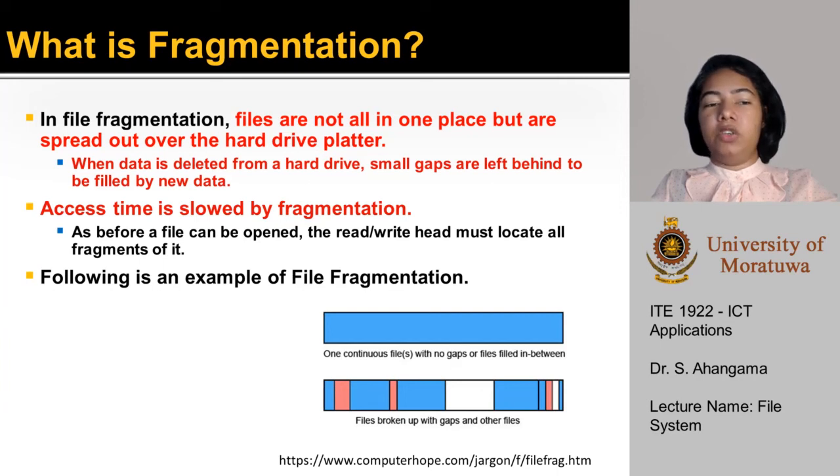In this image, you can see the file fragmentation. Initially, you can see a continuous file without any gaps. But later on, when you are storing files, sometimes you delete certain files, you do certain modifications, and then gaps are introduced. You can see the files are not stored continuously. There are some gaps, and the files are also broken and stored in different places. So the same file is not stored continuously, as shown in this figure.